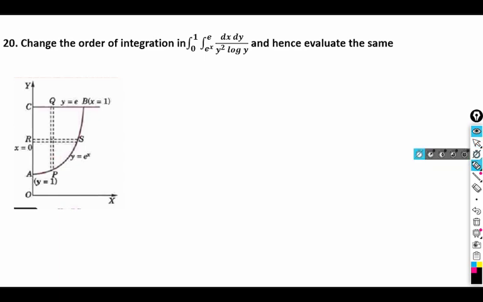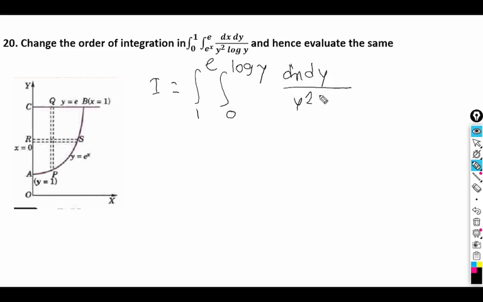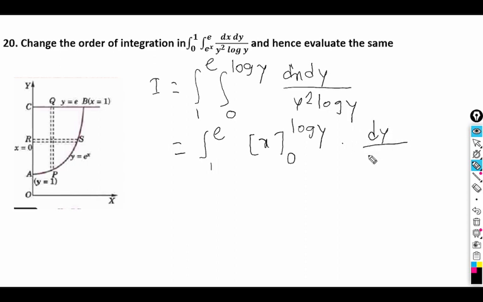So I can come to that step here. The integral I will become, you will observe the limit of this horizontal strip is there. So x equal to 0 to log y and y is 1 to e. And the integral of, okay, so we'll do that integral later on. First I will write the dx dy upon y square log y. So 1 to e as it is. The integral of dx is just x, from 0 to log y, and here we leave dy upon y square log y.